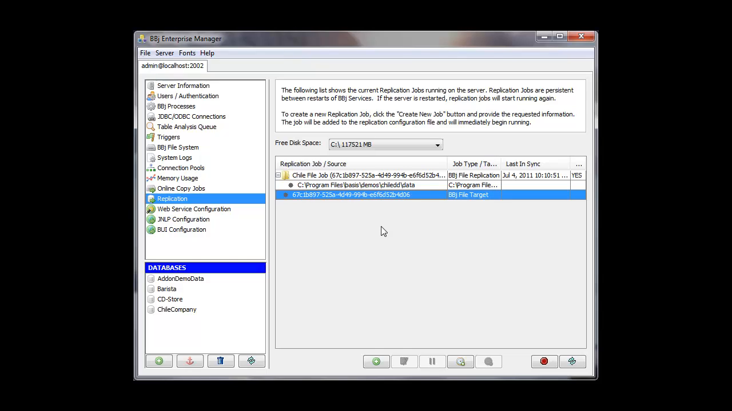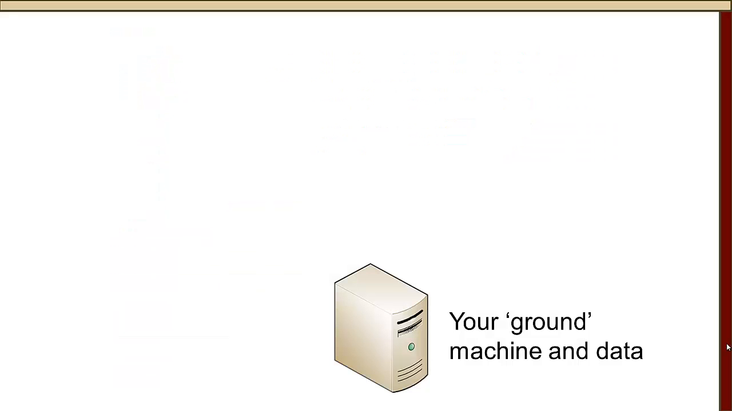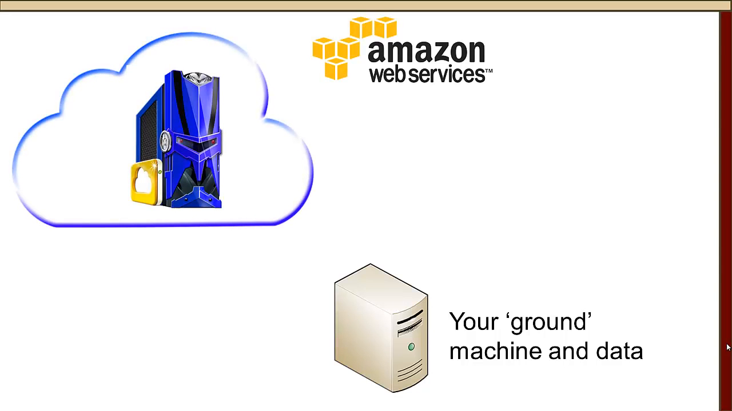So it's that simple to get a job going, running. Any changes that are made to any of those files in that directory, or if files are added to that directory or removed, that same operation will happen on the target machine as well. So here's a schematic showing what we've set up. First, there's your ground machine with all of your data, and we've created an Amazon machine image of whatever size and speed you choose using the basis AMI, which is now ready and waiting for your data, application, and licenses.